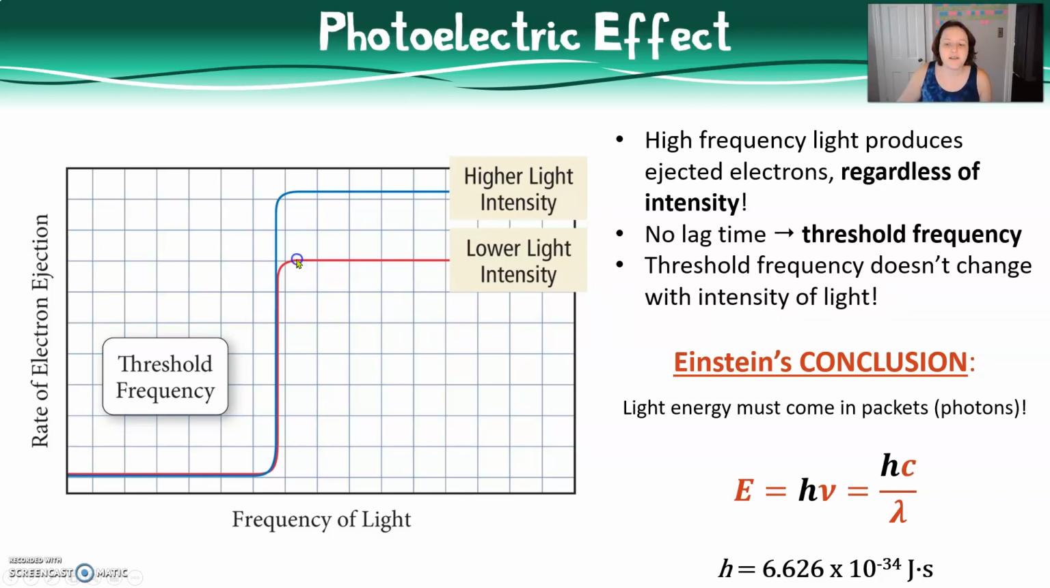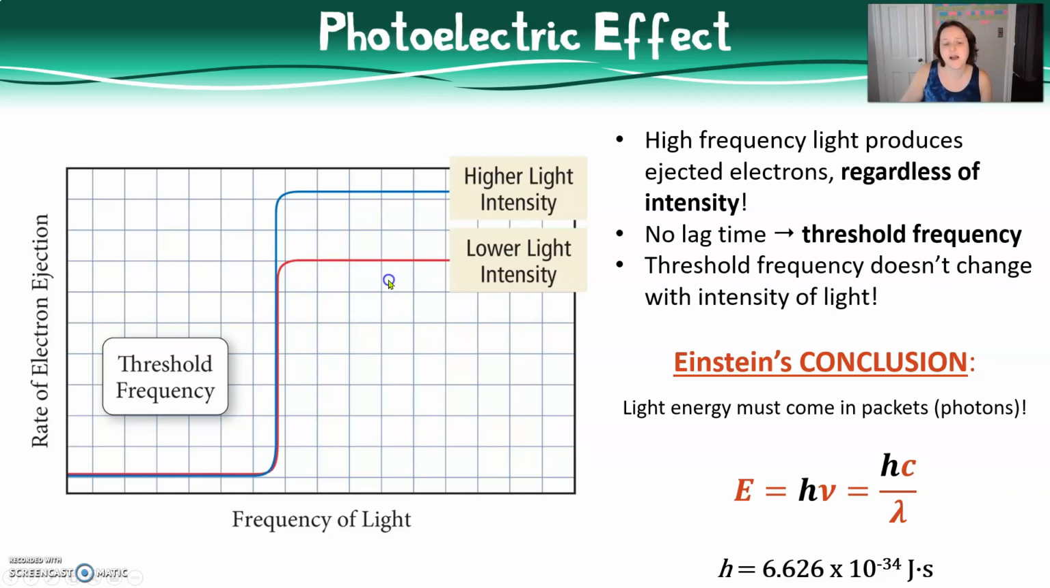This point at which the electrons begin to be ejected is called the threshold frequency, and it indicates the minimum frequency of light that is needed to eject electrons from the metal atoms. Now, curiously, as the frequency of the light continues to increase along the x-axis, the rate of electron ejection remains constant. So it appears as though once you reach a certain frequency, the same number of electrons will be ejected no matter how much higher you go in frequency.